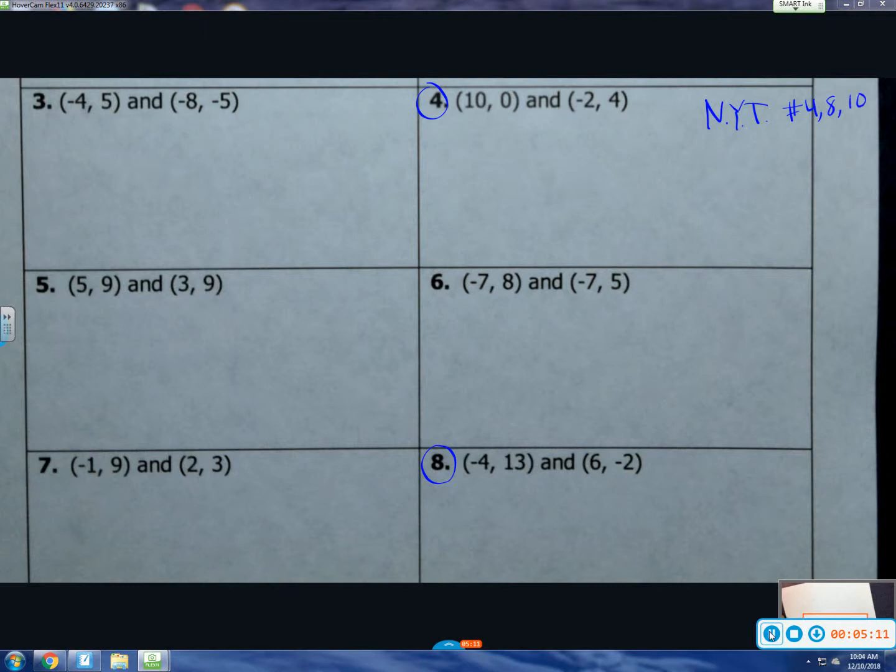Okay? What I want to show you is 5 and 6 real quick. On number 5, I want to do change in y over change in x. If this is my y1 and this is my y2, how did my y change from 9 to 9? 0. It didn't change. y2 minus y1 is going to be 0, a 0 change.